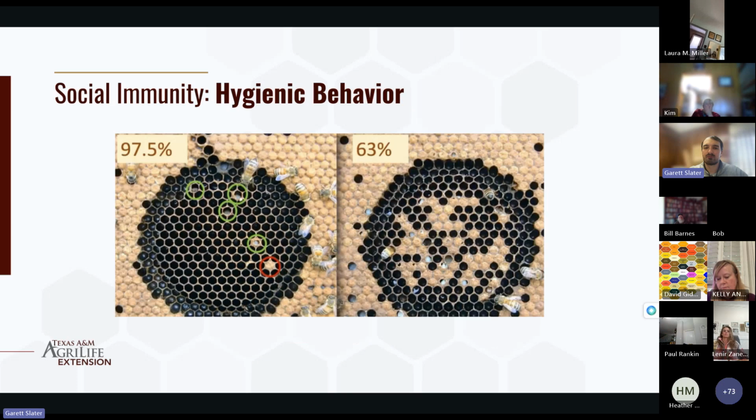So one of the social immunities is hygienic behavior. Hygienic behavior means bees have the ability to find dead or diseased brood and remove them from an entire colony. And some bees have higher hygienic behavior and some bees have lower hygienic behavior.